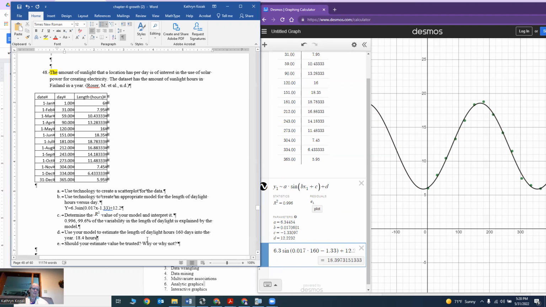It wants to know, should the estimate be trusted? 160 days falls within the original data. In fact, here's 151 and here's 181. So even though 160 days isn't one of my data points, it does fall in the range of the original data. Therefore, it should be trusted. In fact, 151 was 18.35 and 181 is 18.78, so 18.4 falls right in those values. So yes, it should be trusted.